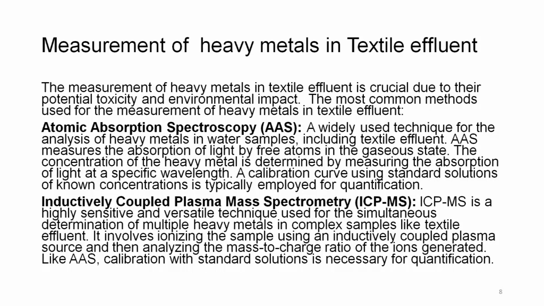Inductively coupled plasma with mass spectrometry, ICP-MS. ICP-MS is a highly sensitive and versatile technique used for the simultaneous determination of multiple heavy metals in complex samples like textile effluent. It involves ionizing the sample using an inductively coupled plasma source and then analyzing the mass to charge ratio of the ions generated.